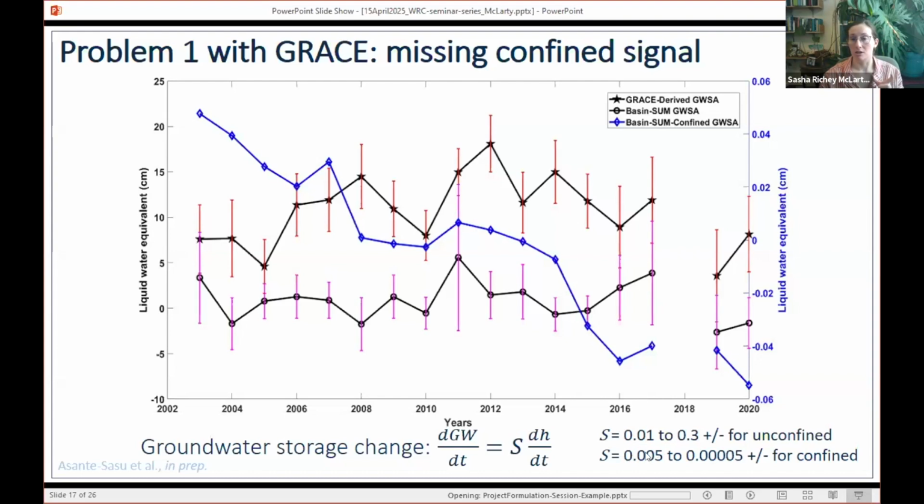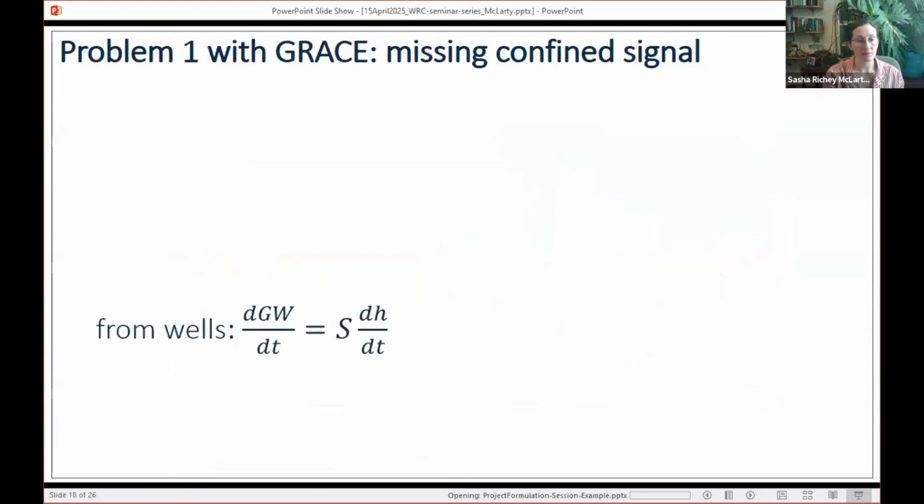Again, this is just the generic range for confined and unconfined. And hydrogeologists on the call might be saying, yeah, we knew that. We've been trying to tell people that, and that's true. But very little work has been done in academia to actually prove that that's the case. And so that's where this comes in.